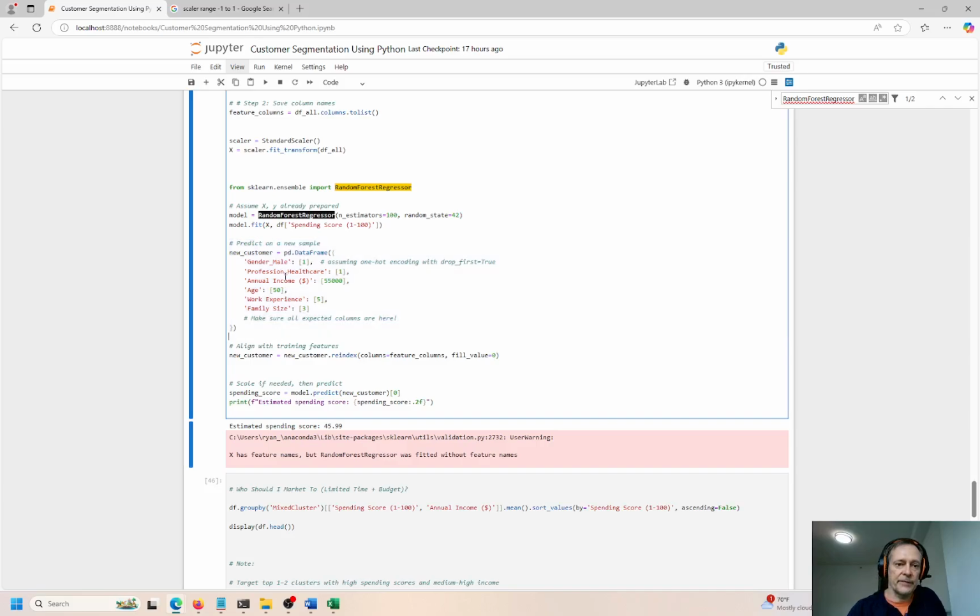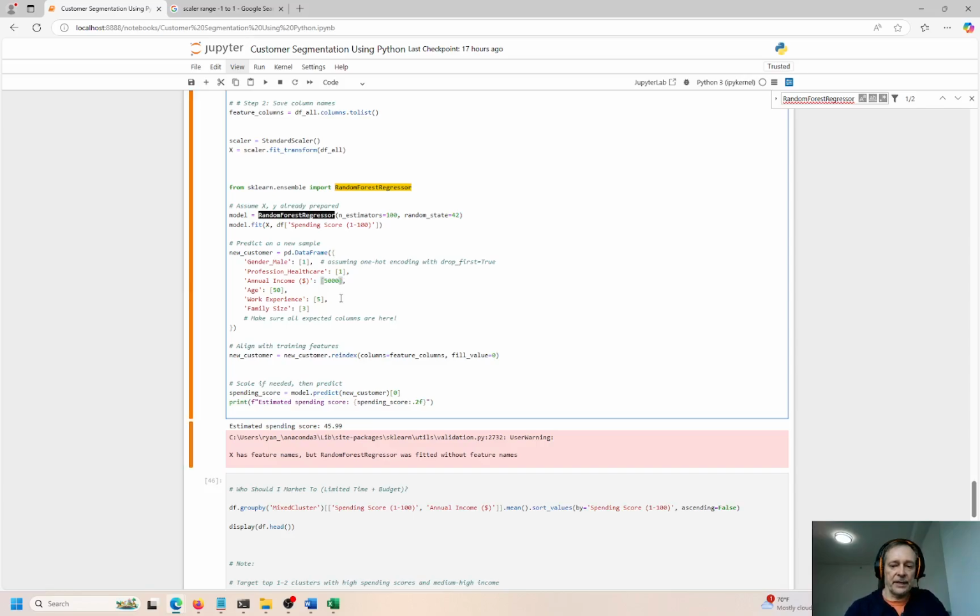So based on all of these inputs: gender, male, which is 1 if male, 0 if female; profession, professional healthcare, 1; annual income 55,000; age 50; work experience 5 years; family size 3. With these variables, we can make a prediction of how much this customer is going to spend, and this individual that fits this profile is going to spend about $45.